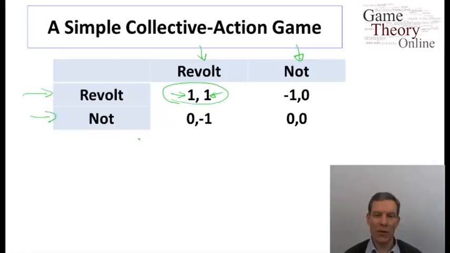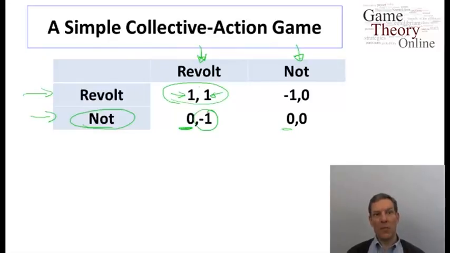They're successful in their revolution. If only one shows up to the revolution, that's not good for the person who shows up. They're not strong enough alone to have a successful revolt. For instance, if the column player revolts and the row player chooses not to, the row player stays home, gets a payoff of 0, regardless of what happens then. But the player who goes to the revolution, the column player in that case, gets a -1.